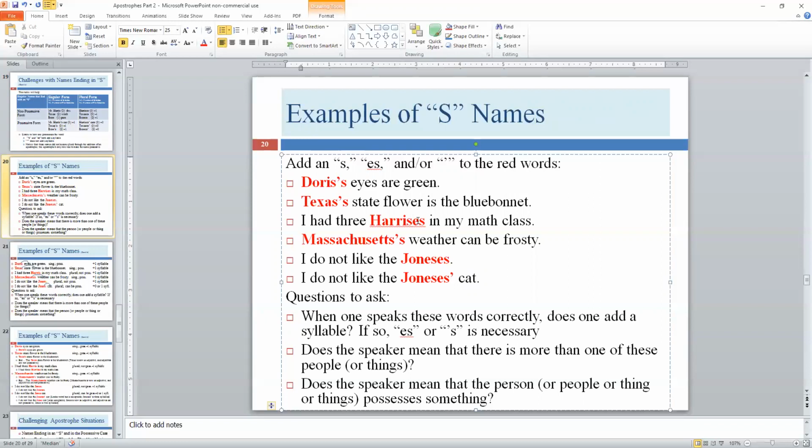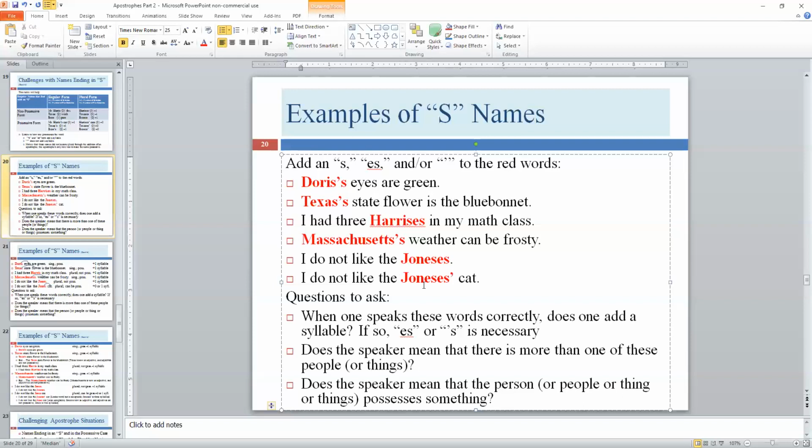Jones, I do not like the Joneses. Jones, Joneses. We've added a syllable. I do not like the Joneses' cat. If we had started with this format and now we're deciding it's possessive, we're not adding a syllable because Joneses is already 2 syllables. Joneses, the Joneses' cat. We're not adding a syllable.